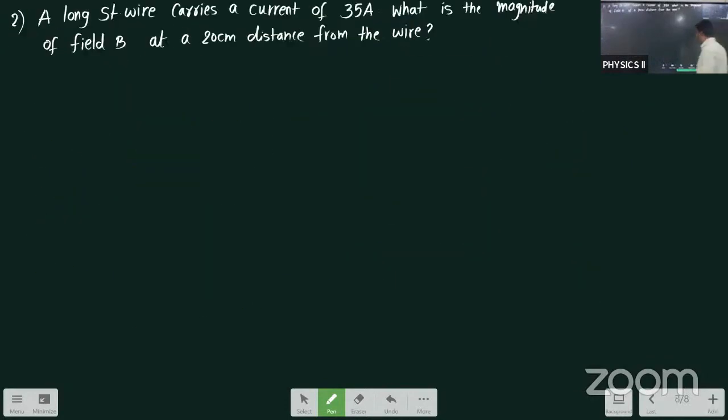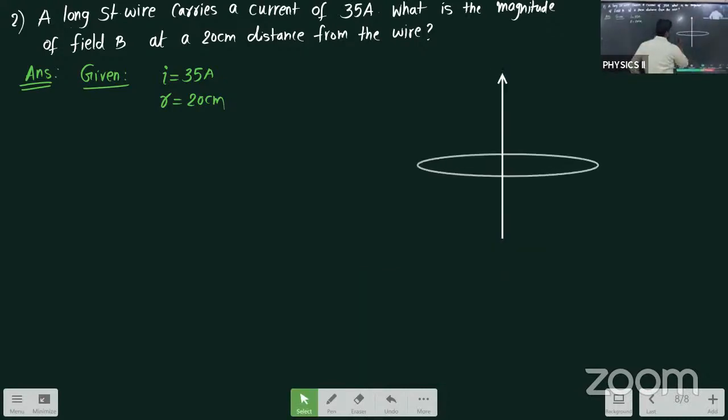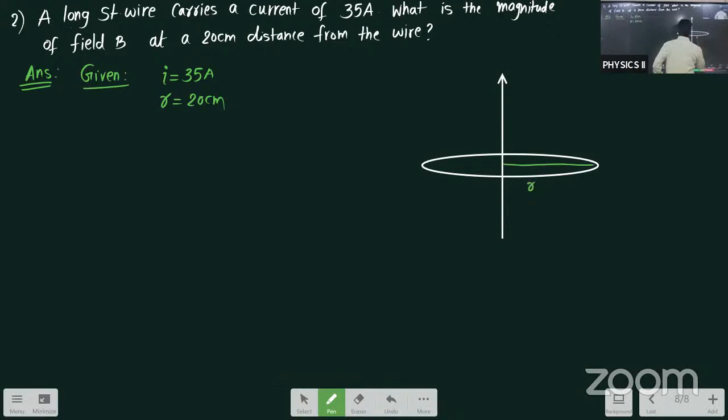First of all, let us write down the given things. How much current is flowing through the wire? A current of I is equal to 35 amperes is flowing. And what is the distance? The distance given is r is equal to 20 centimeter. So this is the arrangement, a current carrying wire. We are supposed to determine the magnetic field at a distance of r is equal to 20 centimeter. The current I is 35 amperes flowing through this wire.